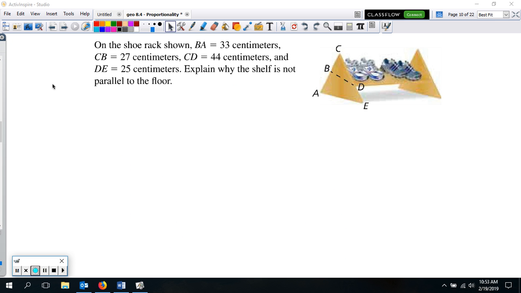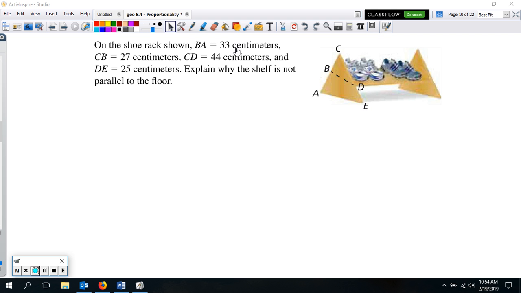Okay, here's an example from the book, but this is going to use the converse of the triangle proportionality theorem. So it's got this shoe rack here. We're showing some triangles for the shoe rack, and we've got this line BD right here to kind of cut that there. So we're looking at this triangle right here with A, B, C, D, and E.